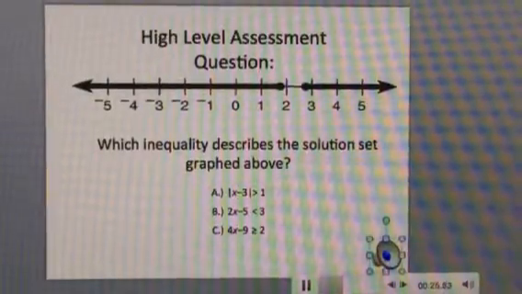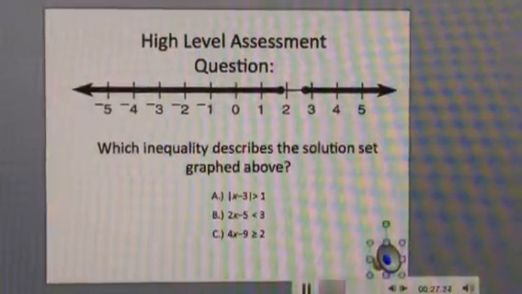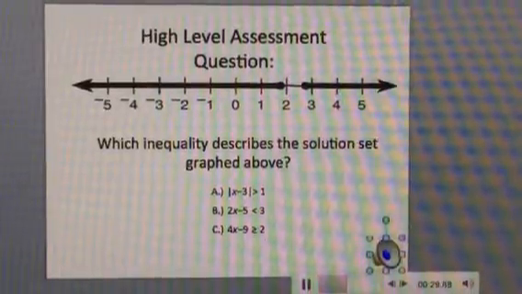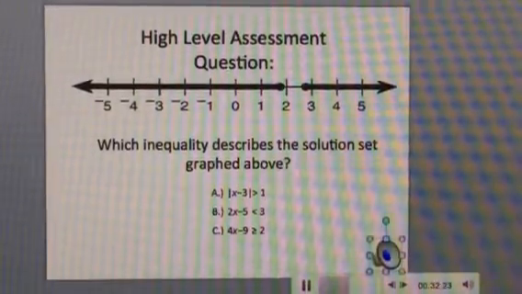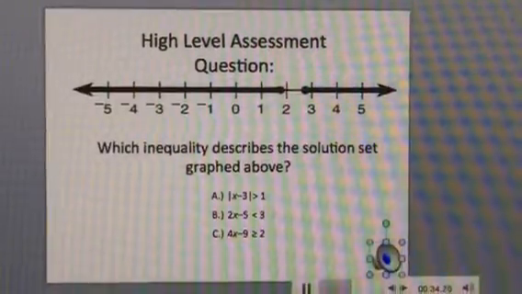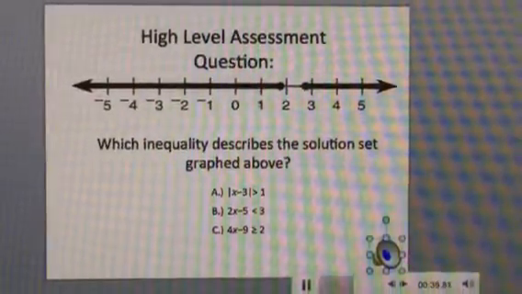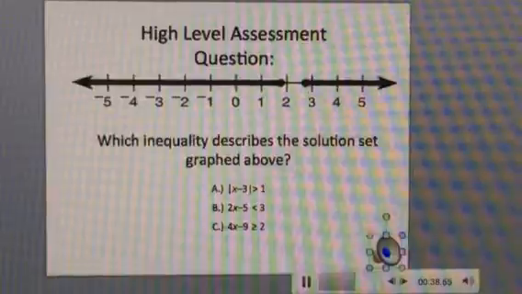Next, you go to B, and you add 5 to both sides, and you get 2x is less than 8. Then you divide by 2 on both sides, and you get x is less than 4. Since that is not a solution graphed on the graph, you can assume you don't need to find a solution.